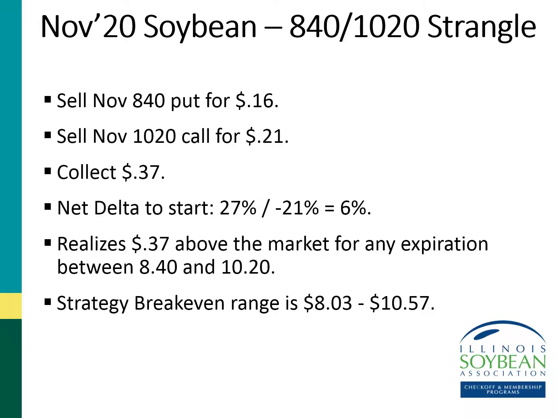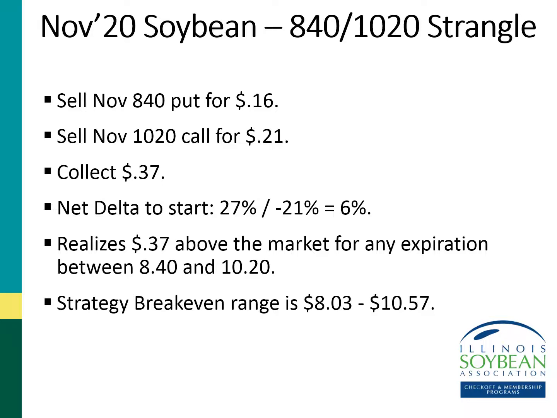So we realized 37 cents, and the idea here is that we're just going to collect 37 cents above the market for any expiration between $8.40 and $10.20. The idea here is that we want the put and the call to expire worthless. So for above 8.40, the put is worthless, as is the call, obviously, and below 10.20, same way. So any expiration between 8.40 and 10.20, we win.